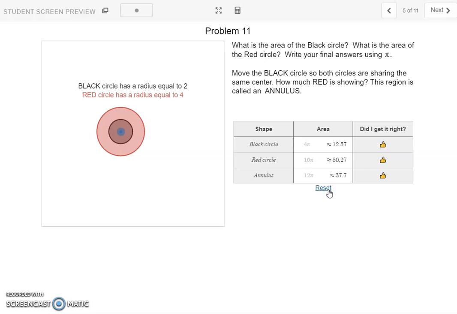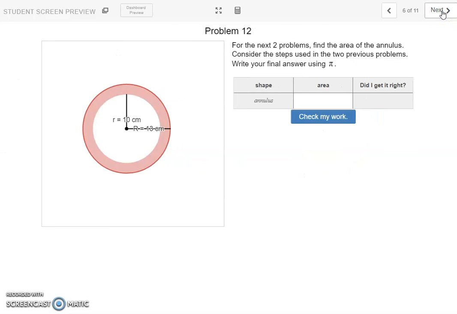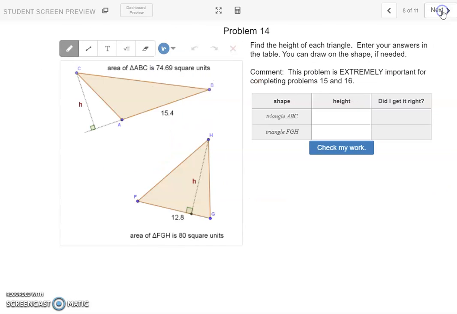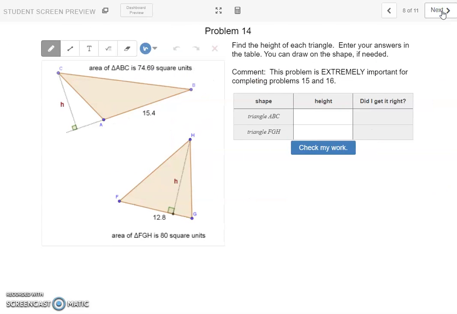So, next problem, which is problem 11. I'm not going to be providing a video for problem 12 or 13. I'll talk a little bit about 14 though when we get to the next video.